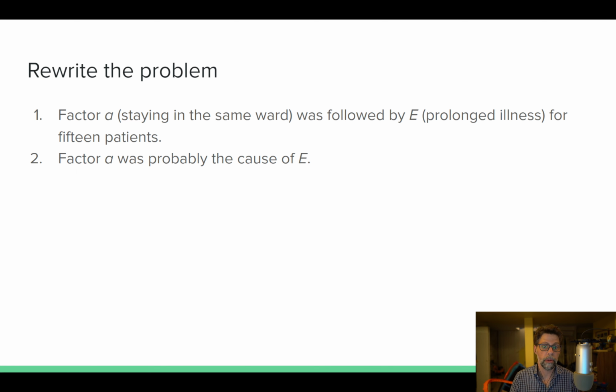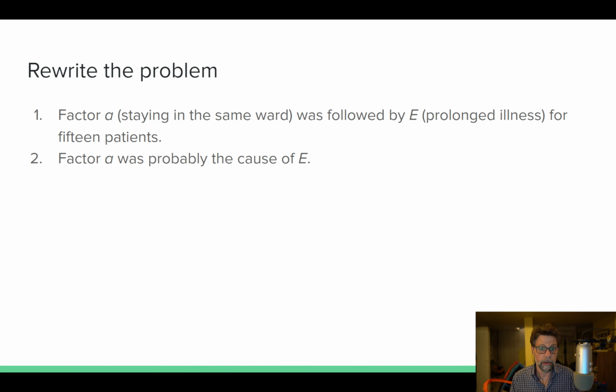Factor A was probably the cause of E. Which of our four methods do we think this is? Well, it's not the method of concomitant variation. We do not see two factors being varied and looking for whether another phenomenon co-varies with it in intensity. We don't see the method of difference. So if we don't see difference, we can't see agreement and difference. So it has to be the method of agreement, right?